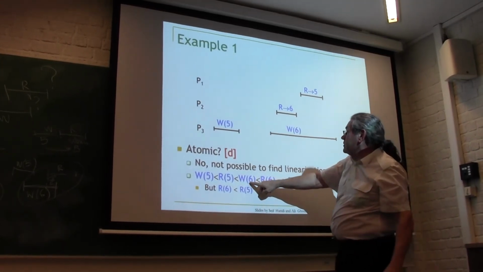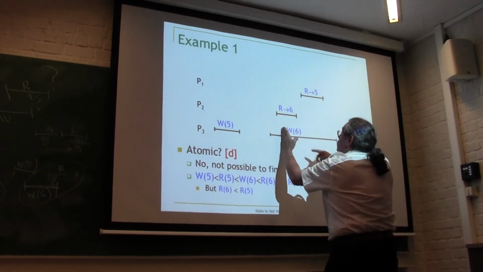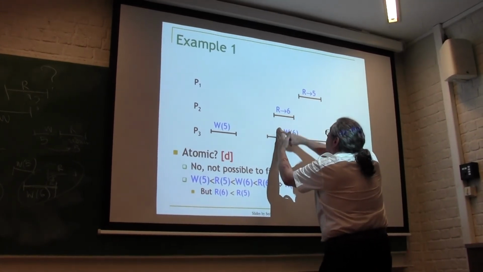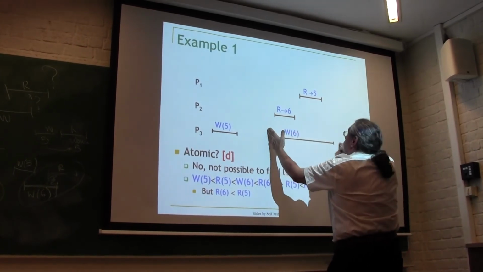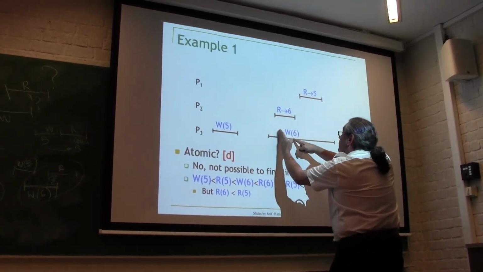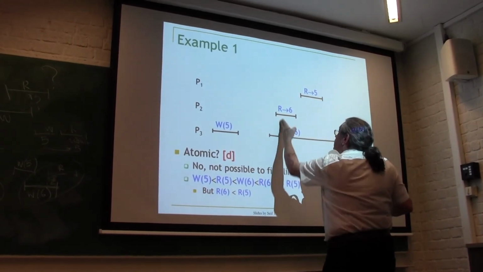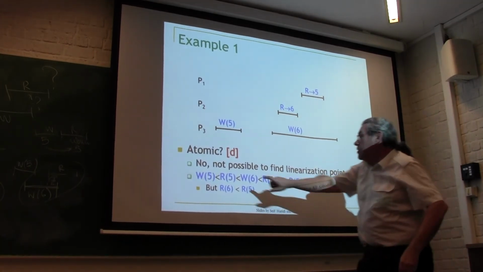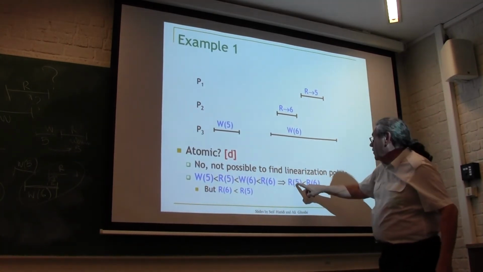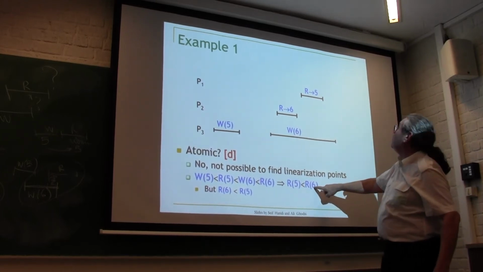And the write 6 time has to be before read 6. That means the write 6 time has to be somewhere here, but the write 6 has to be before read 6, because the only way to read 6 instantaneously is if you've written it. Okay? So from this we can deduce that the read time for 5 is before the read time for 6.